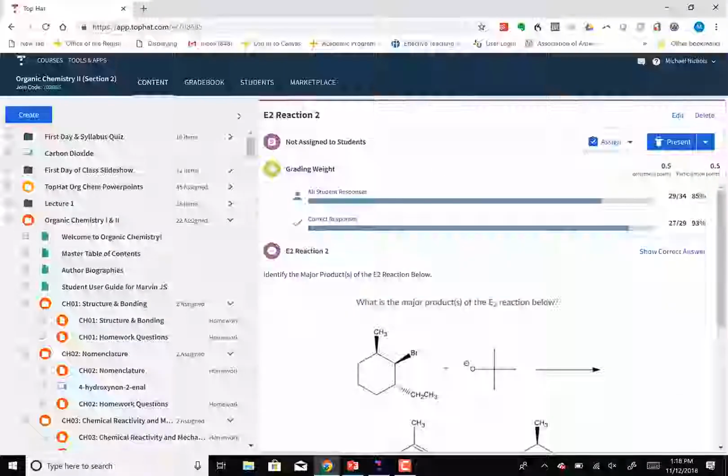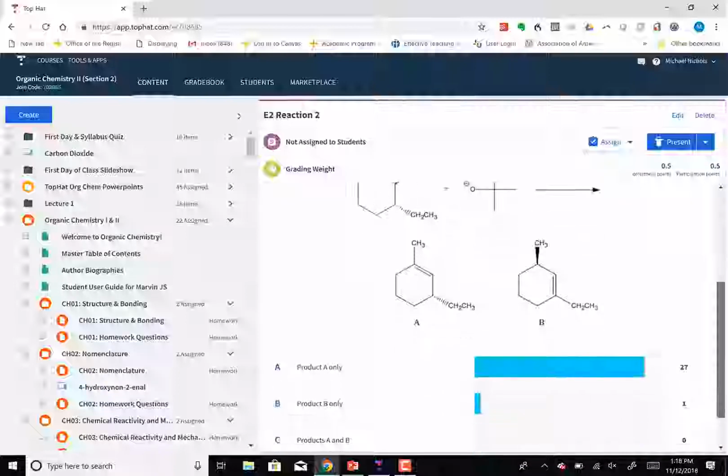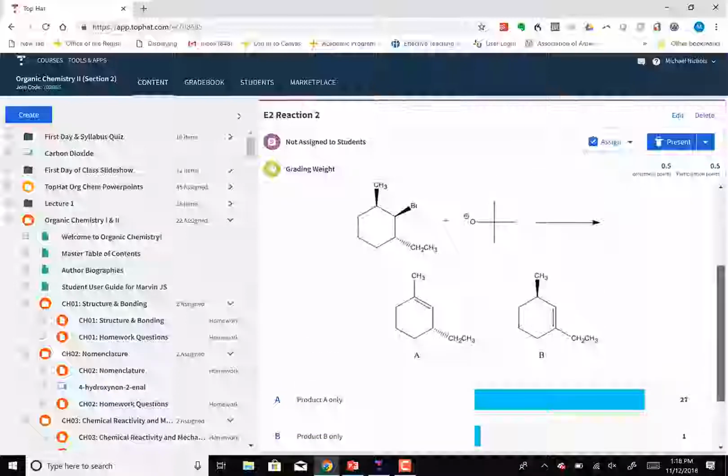Much better, 93% correct. So what's the major product here? A. Because the hydrogen attached to the carbon of the methyl group is now on a dashed wedge, which makes it trans. The one on the ethyl group is still bold, so it cannot be removed. So the tertiary butoxide will remove a sterically hindered hydrogen if that's all there is. If there's only one hydrogen that can be removed, that's going to be the major product of the reaction. Okay, good.